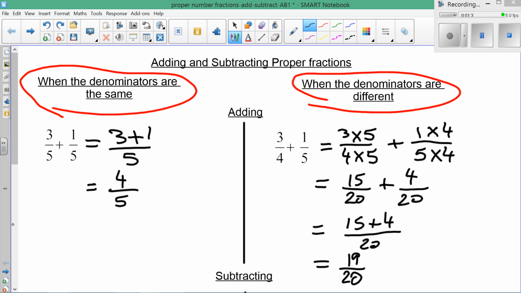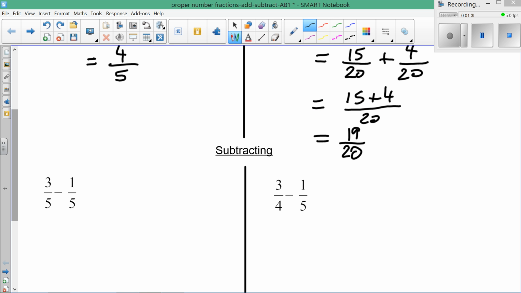To subtract, it's very similar. If I have the same denominators, all I have to do is subtract the numerators. So that's 3 minus 1 over the common denominator is 5, and that gives me 2 over 5.